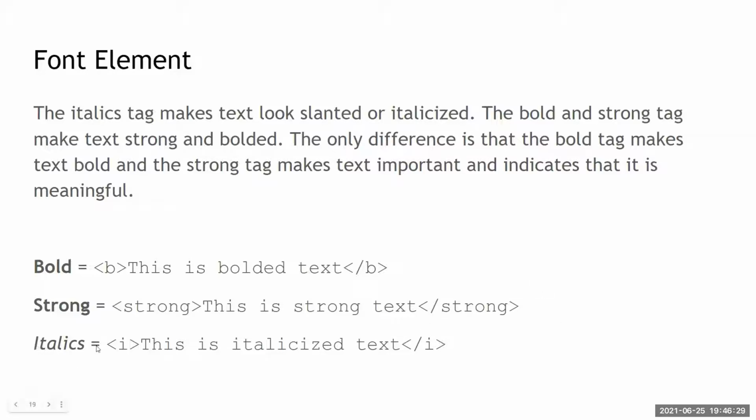For italics, you put I, so it'll look slanted, so angular bracket I angular bracket, then you type in whatever you want to be italicized. I do want to say this word, but italicized, I can't really say that. So whatever you want to be slanted. So you can just type in, and then for closing it, you just type in angular bracket / I angular bracket. So this is the font element.